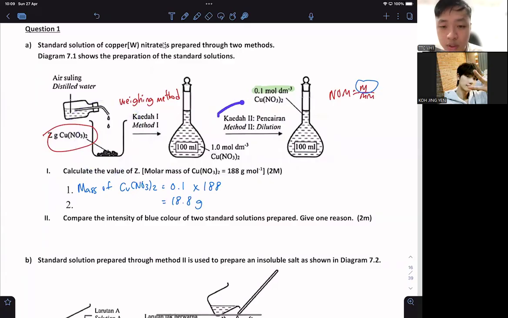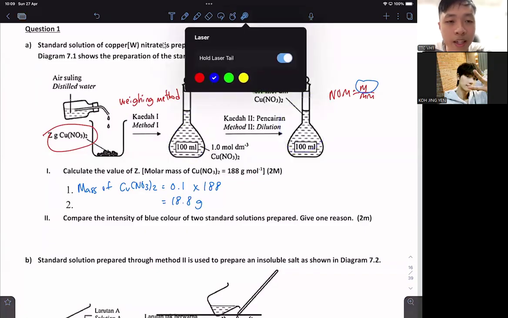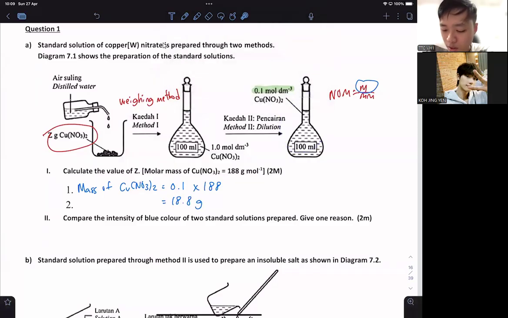But for dilution, the purpose of adding water is just to dilute the solution. It's just to decrease the concentration. Still remember? Decrease the concentration. But inside you actually have a higher volume. Then notice the concentration goes from 1.0 mole per dm cube to 0.1 mole per dm cube. So this is the purpose, just to decrease the concentration. It's another way to prepare a standard solution, but this one is to decrease.